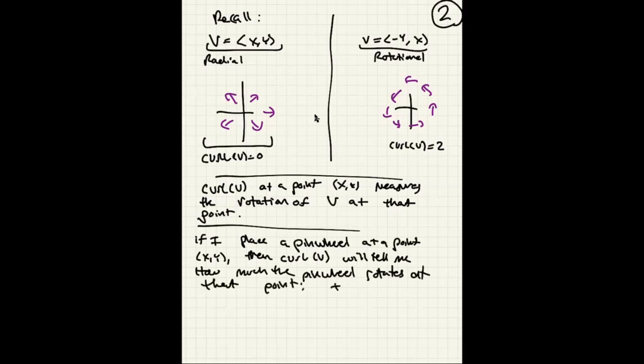So positive curl means counterclockwise rotation of the pinwheel. Zero curl is no rotation. And then negative curl is clockwise rotation.